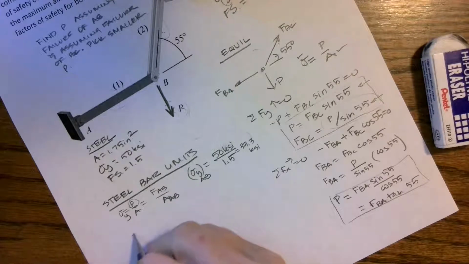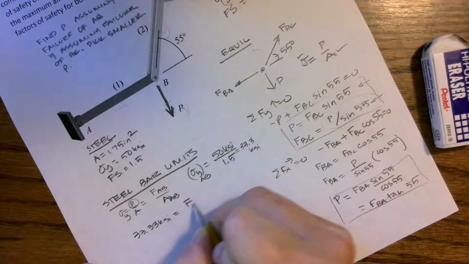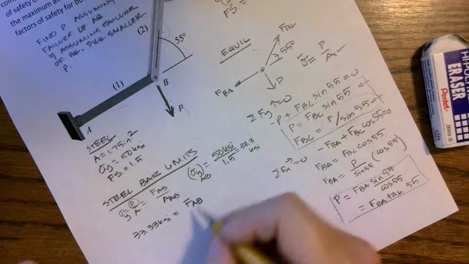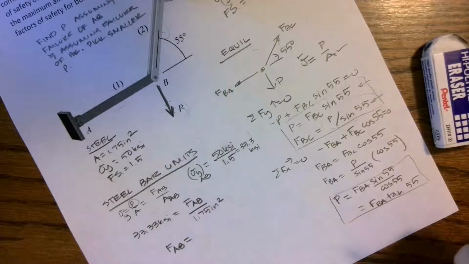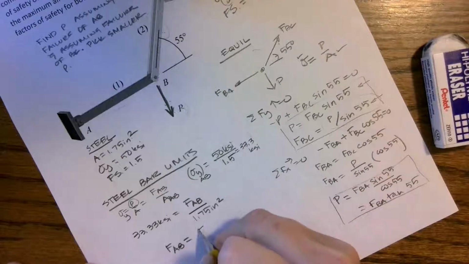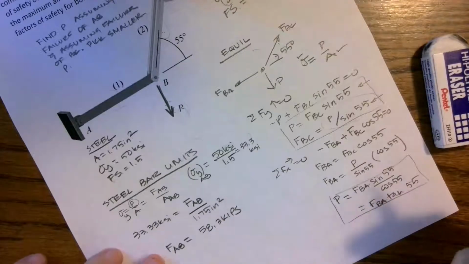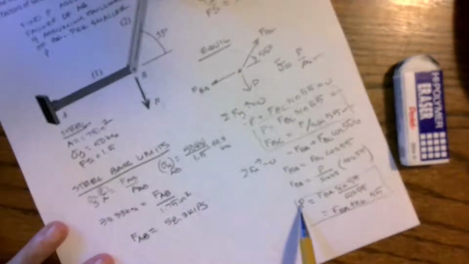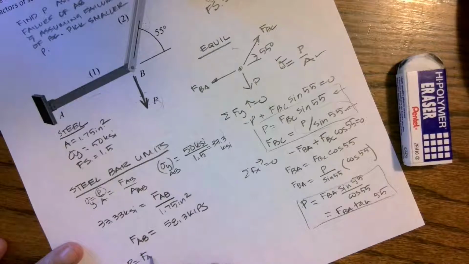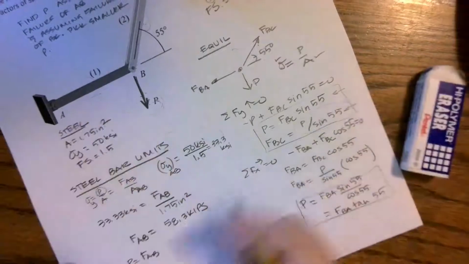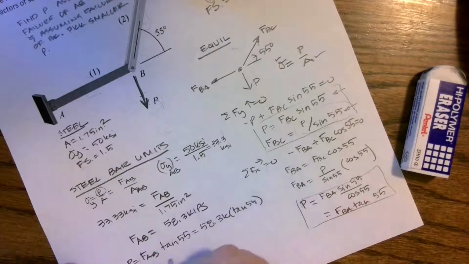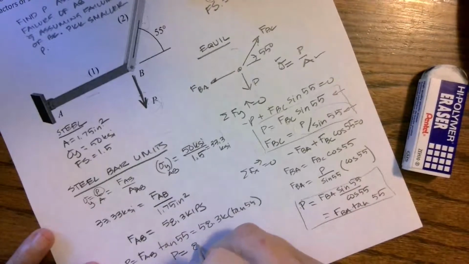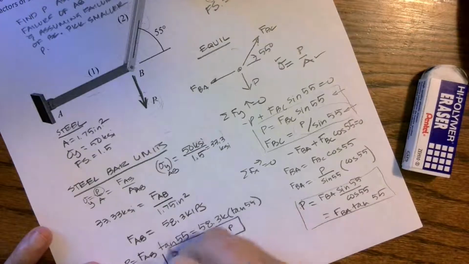that causes yielding. So I have 33.33 KSI equals force in AB divided by my cross-sectional area of 1.75 inches squared. So the force in AB that would exceed what I'm allowed is 58.3 kips. Okay, so that's the force in the member AB. But how does that relate back to load P? Well, load P then equals FAB sine 55 over cosine, which is tangent 55. So I have 58.3 kips times tangent 55, and I get that force P that I could put on the system is 83.3 kips.